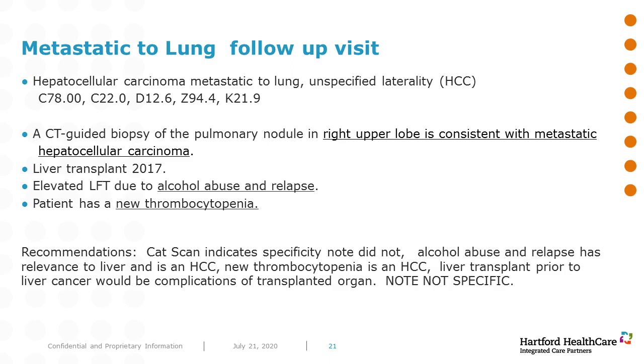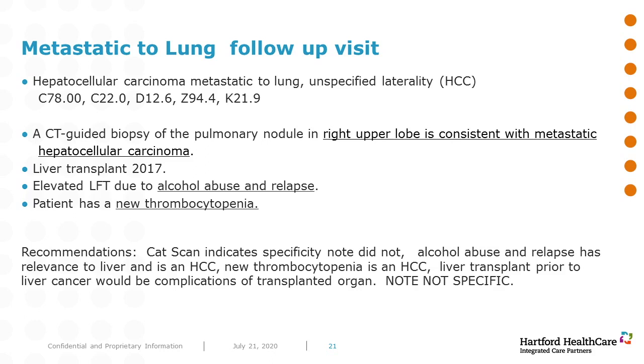But I know as a coder that we cannot utilize that CAT scan. The provider needs to pull that specificity into their progress note. Now, bullet number 3, liver transplant in 2017. Really doesn't tell me, again, chicken or the egg. Did the liver transplant happen prior to the liver cancer, or did the liver cancer happen prior to the liver transplant? So again, documentation and specificity is very important.